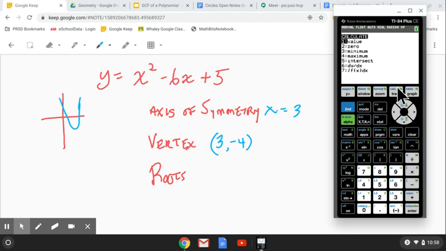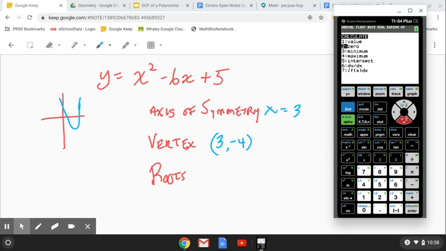Now, it's going to allow me to calculate things about the equation we typed in. Do I want to find its value? Do I want to find its zero? Do I want to find its minimum, its maximum? I want to find its minimum, because if you look at the graph that we sketched, we know that this thing has a minimum point.